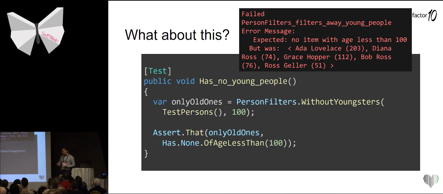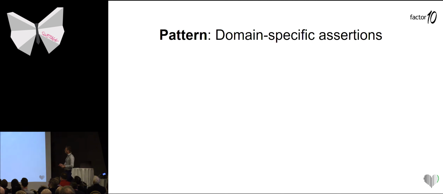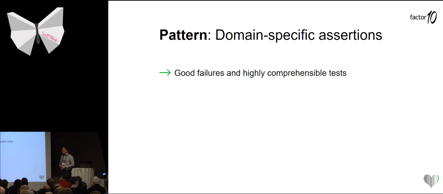What we have here is, does this exist in AnyUnit? No, it doesn't. That would be very weird. No, what we have here is a domain-specific assertion. So we have created our own assertion related to our domain, which in this case was persons and age. Using the domain-specific assertions, we can have good failures because we can customize and control exactly how they fail, and we can have very comprehensible tests that read very well and are easy to parse for a human being.